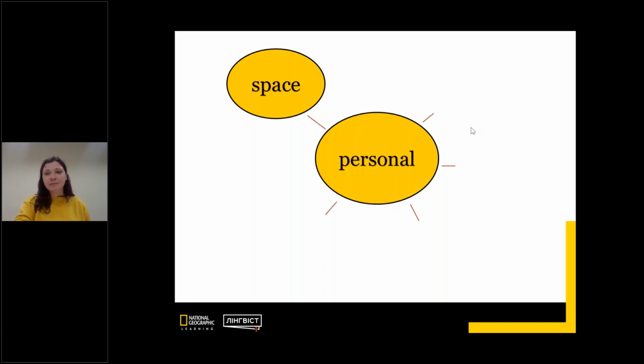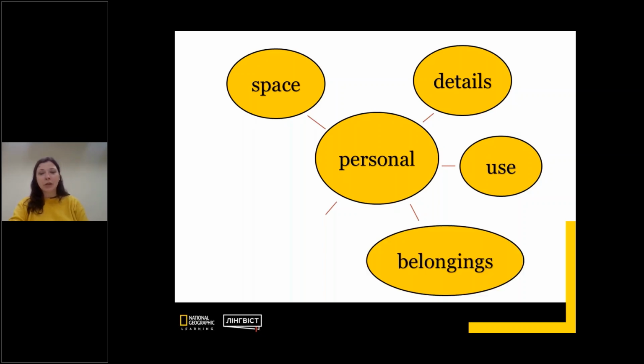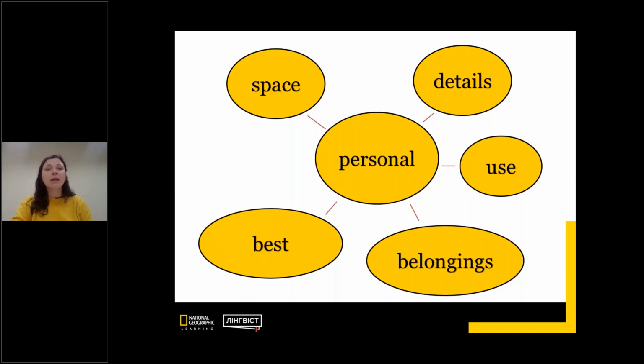So my ideas, thank you for your ideas, by the way. You will find them among my examples as well. So personal details, personal use, personal belongings, and personal best. Yeah, I've chosen these 5 collocations. So you see, just from one exercise, from one gap filling, not even activity, but from one gap, you can expand your students' vocabulary with more collocations.